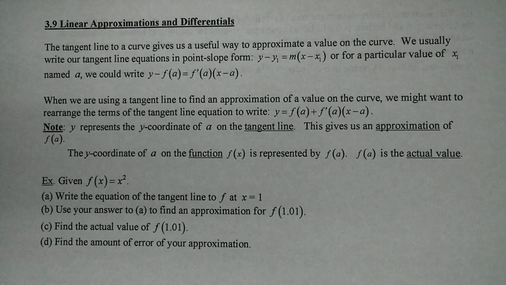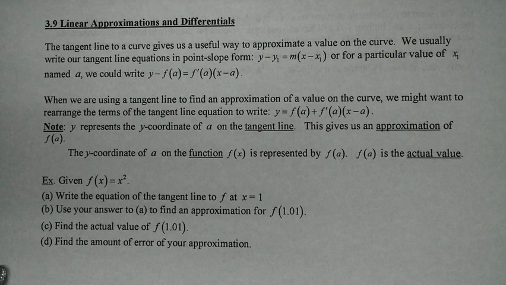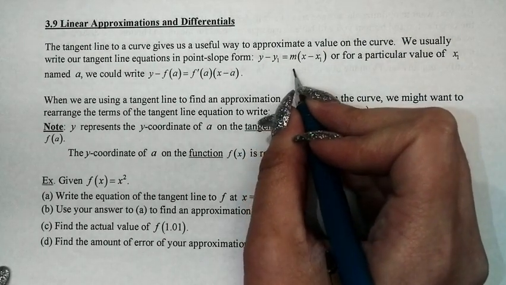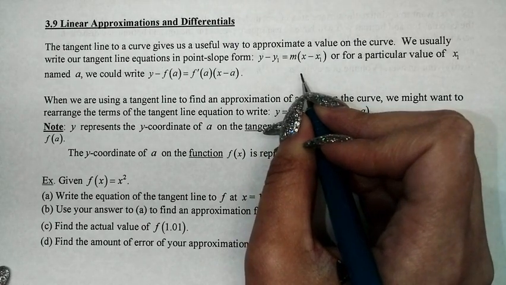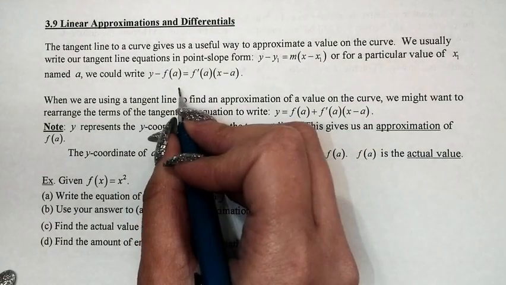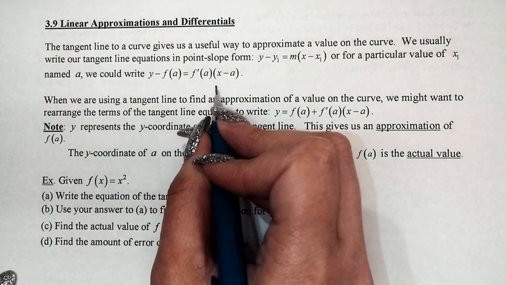Hi guys, today we're going to learn about linear approximations and differentials. We know that the tangent line to a curve gives you very useful information, especially if you want to approximate a value on the curve. We usually write our tangent line equations in the point-slope form, as we mentioned before, or for a particular value of x1, named a, we could write it as y minus f of a is equal to f prime of a times x minus a.